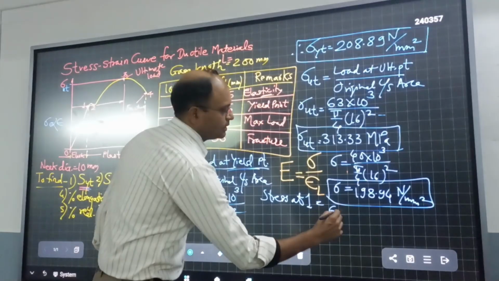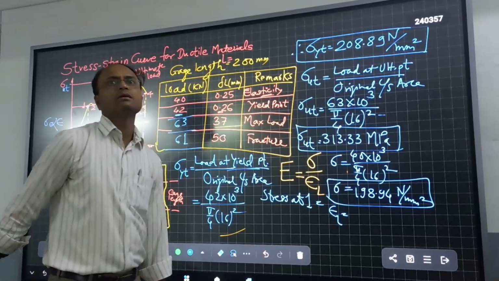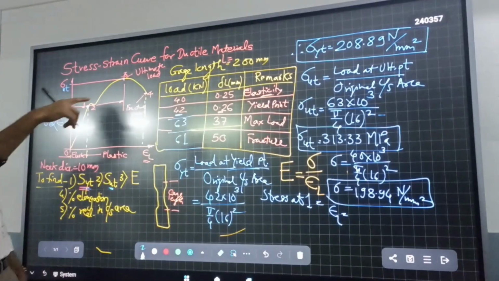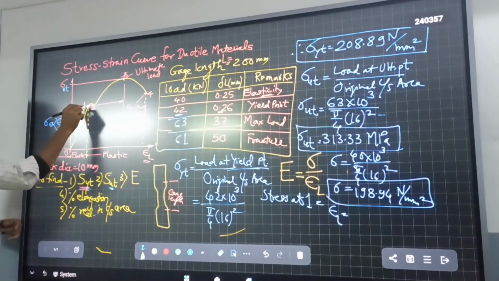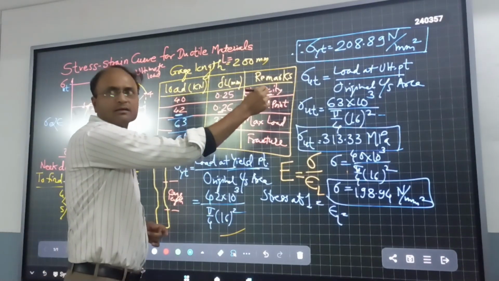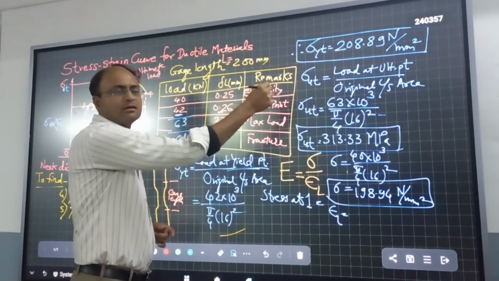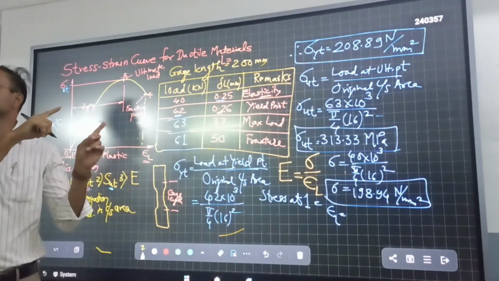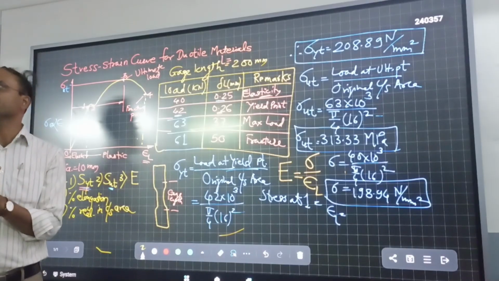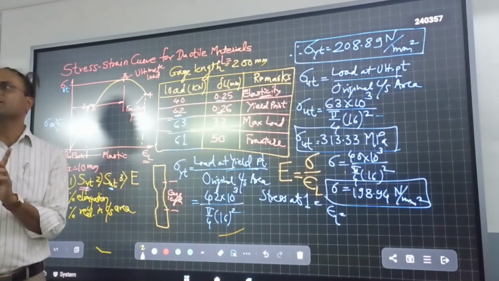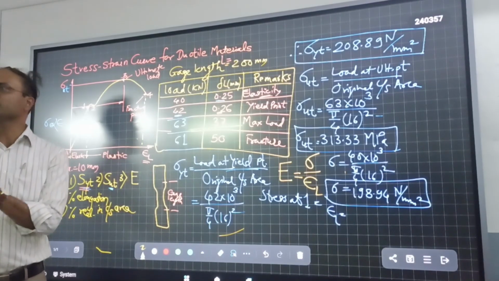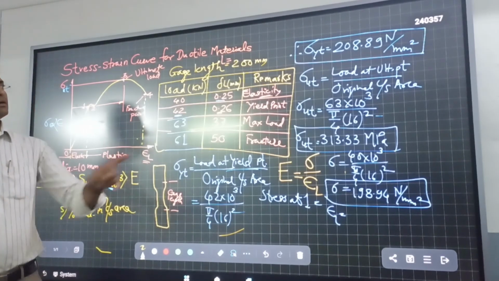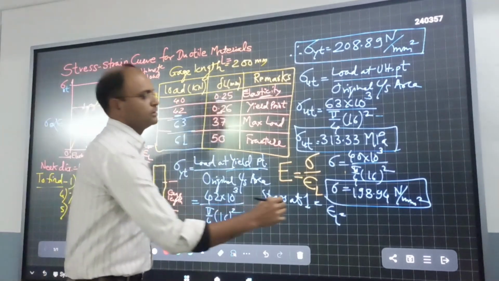Epsilon L is equal to... at point 1, how much is the elongation? At point 1, meaning the elastic region. Is it clear? So at point 1, how much is the elongation? 0.25. You have to use this value. That's why I am saying pay attention. Some of you are not behaving properly. Okay? Elongation is this much.